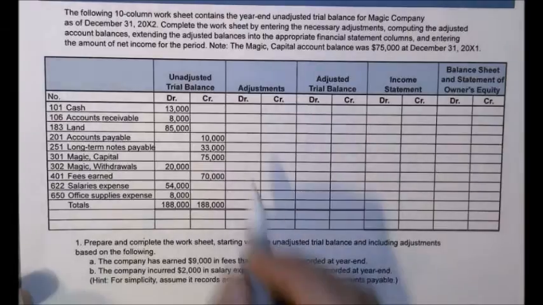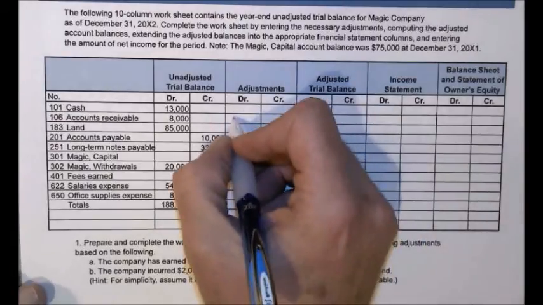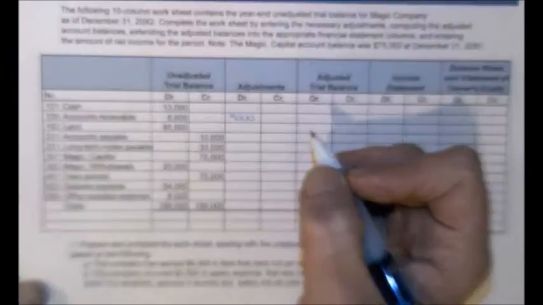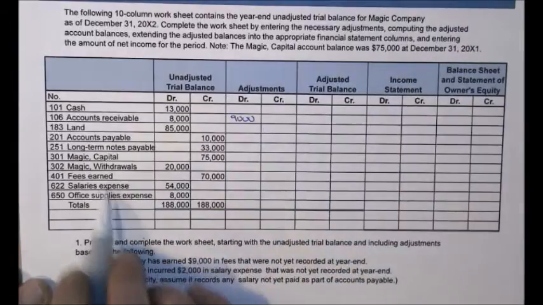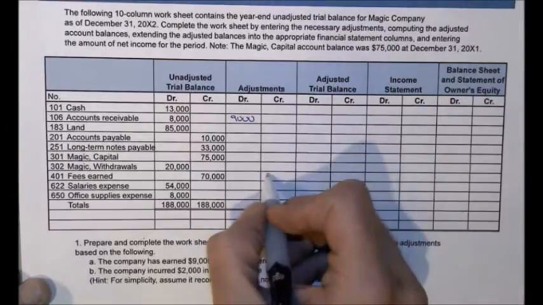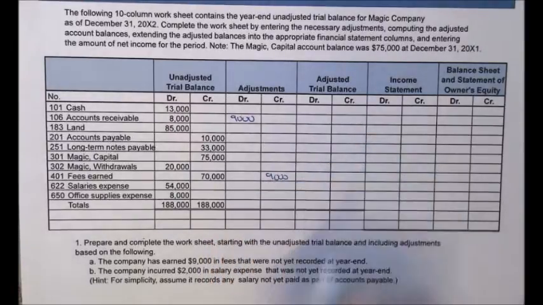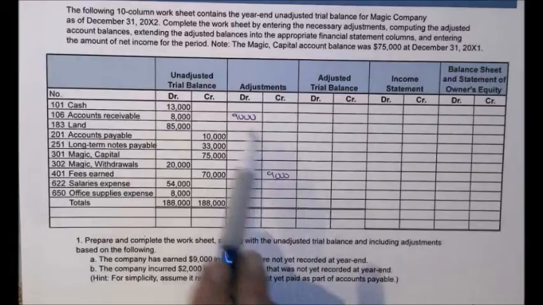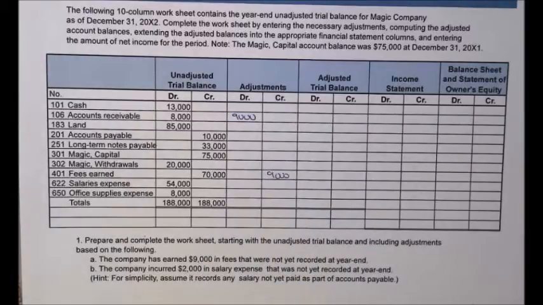So I come up here to accounts receivable and debit that for $9,000, and I come down here to fees earned and credit that for $9,000. So now I have recorded this adjusting entry on my worksheet. Same rules apply: debits equal credits, because this is going to be a journal entry at some point, but right now we're just recording it on the worksheet. So that's how the first one works.